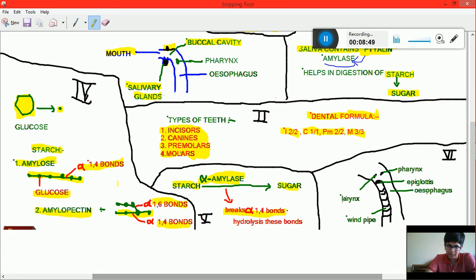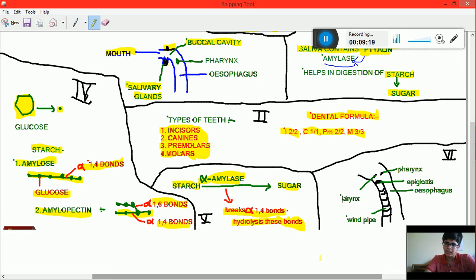That are these bonds that are present mainly in amylose. But it cannot break alpha 1,6 bonds. The basic limitation of amylase is that it can't break alpha 1,6 bonds. So it helps in the hydrolysis of only alpha 1,4 bonds, but it doesn't help in hydrolysis of alpha 1,6 bonds. So basically, the hydrolysis of alpha 1,6 bonds occurs in the small intestine with the help of other enzymes that are present in the small intestine.